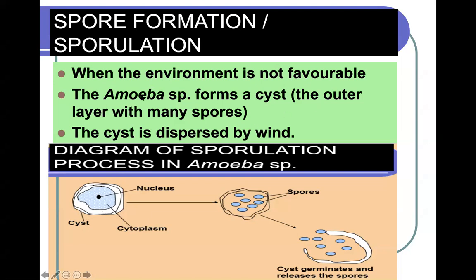Will form a cyst, the outer layer of many spore that contain many spore. At the thermos layer of the amoeba, it will form cyst. So inside the cyst, there are so many spore. And then the spore will be dispersed by the wind. The cyst germinate and they release the spore, and the spore will be carried by the wind. So the wind will carry the spore to the other destination that might be favorable for them.